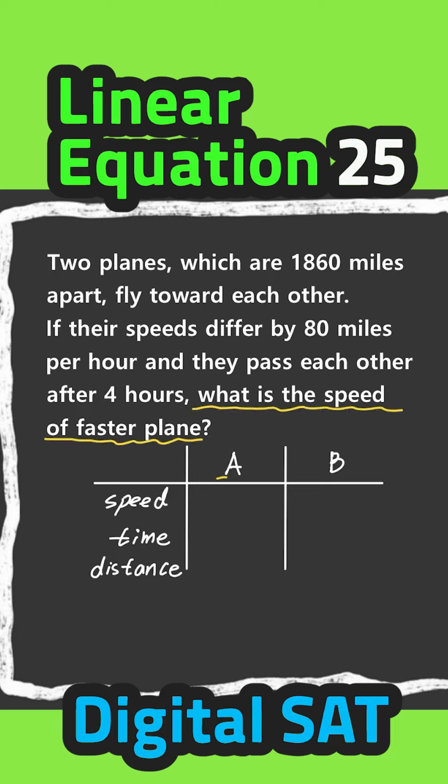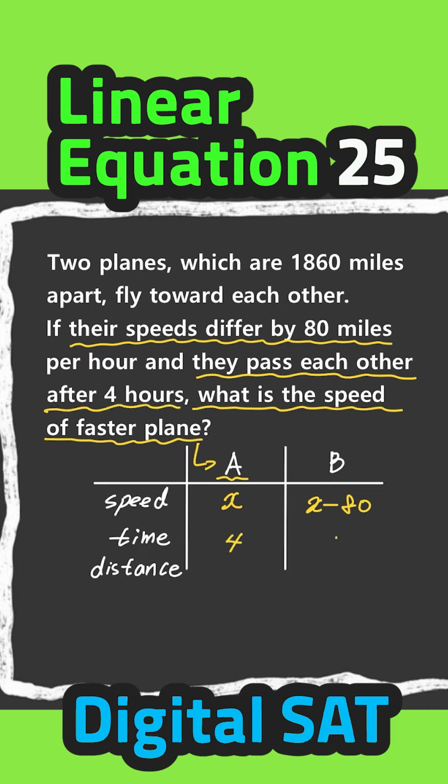If we let the speed of the faster plane be x, then, since their speeds differ by 80 miles per hour, the speed of the slower plane will be x minus 80. And they pass each other after 4 hours, so the time they fly is 4 hours each.